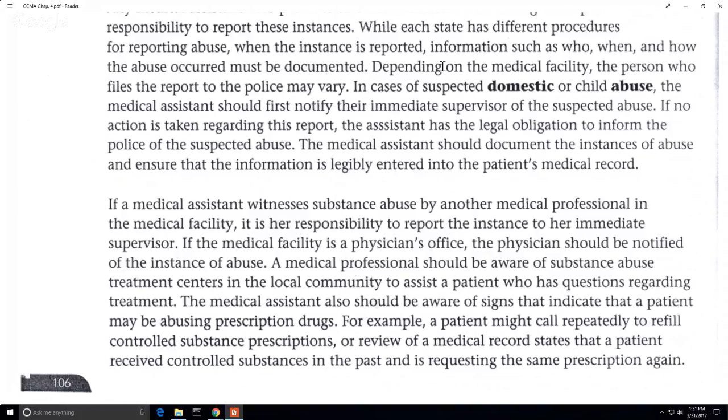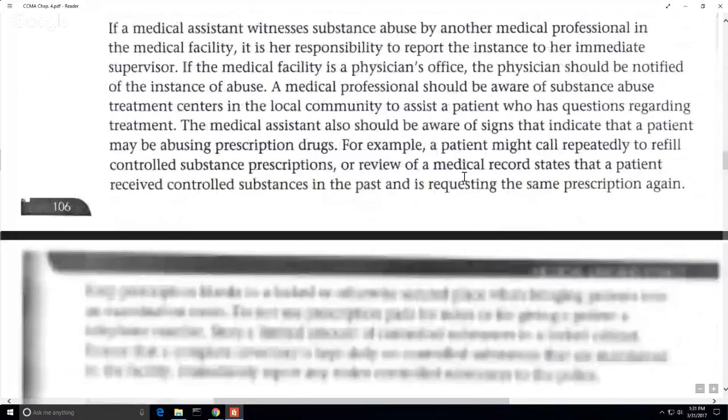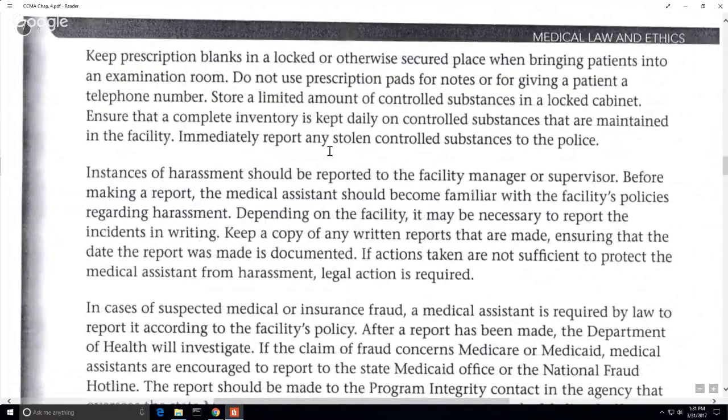The medical assistants also should be aware of signs that indicate that the patient may be abusing prescription drugs. For example, a patient might call repeatedly to refill a controlled substance prescription, or the review of a medical record states that the patient received controlled substances in the past and is requesting the same prescription again. Then there is a suspicion that he might be using it illegally.